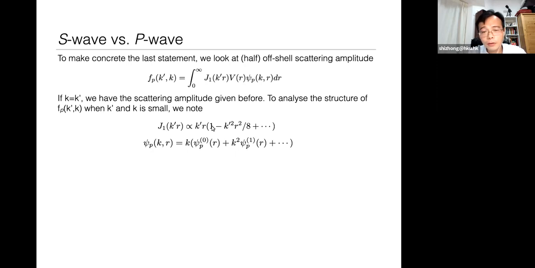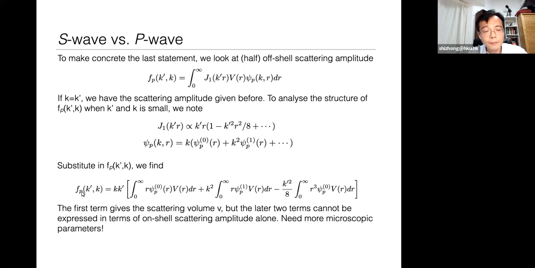So if you substitute this expression into the integral, you will find that F_P(k',k) in fact equals kk', which is the form factor you want. And then there is a first order term which does not depend on k, which is essentially the zeroth order term multiplied by the potential multiplied by r integration. And then you have two terms here which depend on k and k', both k squared terms. Now, just imagine that if you have k equal to k', these two terms can be combined together. So essentially, you just have k squared times these two integrals added together, and that will give you the scattering amplitude f, which you can compare with the effective range expansion.